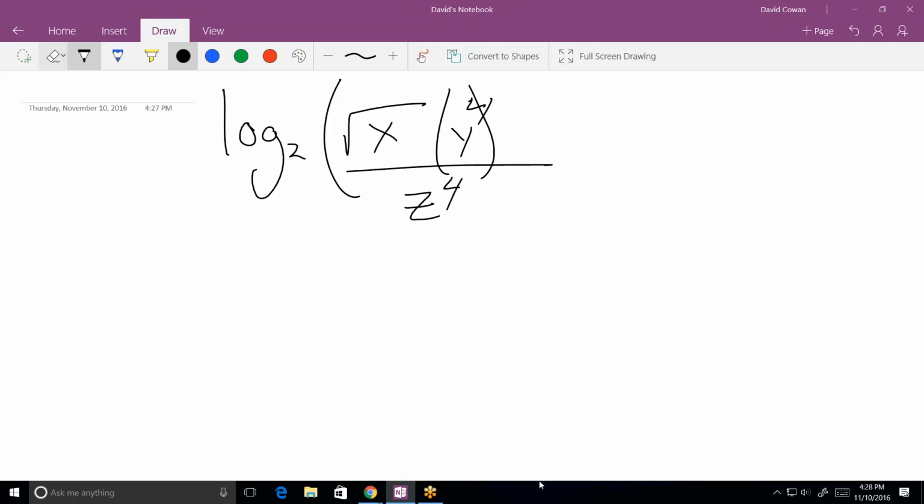Okay. Always get rid of your radical signs as quickly as possible. Okay. That's one way to do it right there. Okay, I don't need the parentheses around the y. Okay. So now expand that.